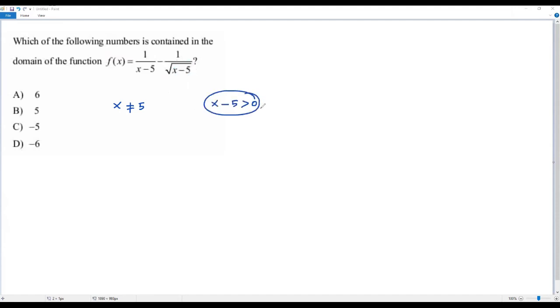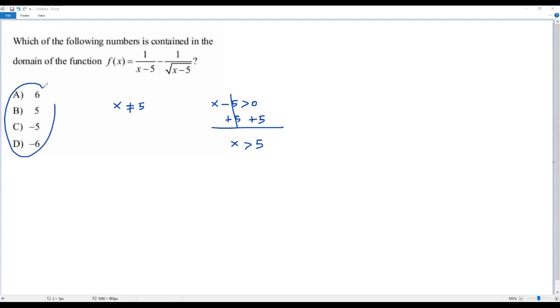Okay, now let's solve for x in this one. Let's add 5 to both sides of this inequality. Here negative 5 and positive 5 will cancel. I'm getting x greater than 5. Here the value of x has to be greater than 5, and also the value 5 is not included in this inequality. So we can consider this inequality x greater than 5 as the domain of the function. That is, any value for x greater than 5 can be part of the domain.